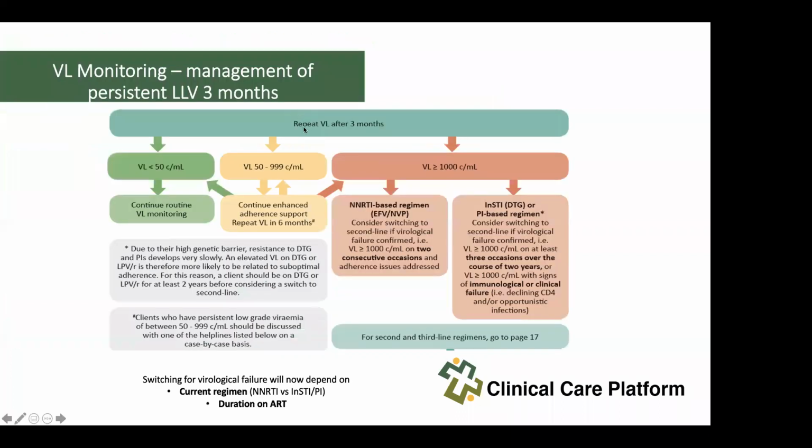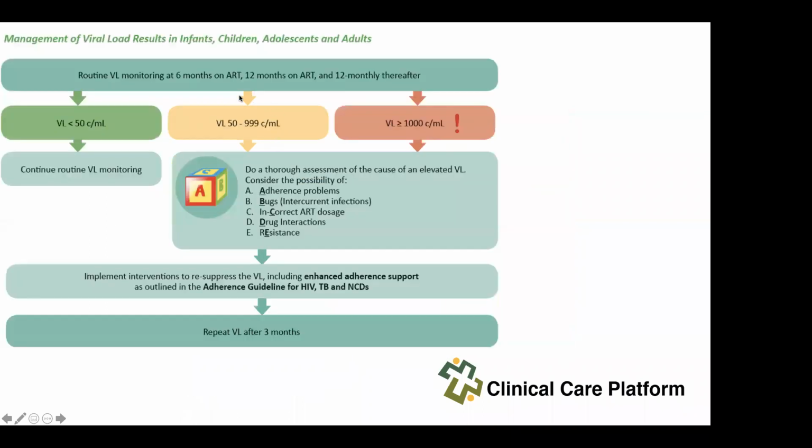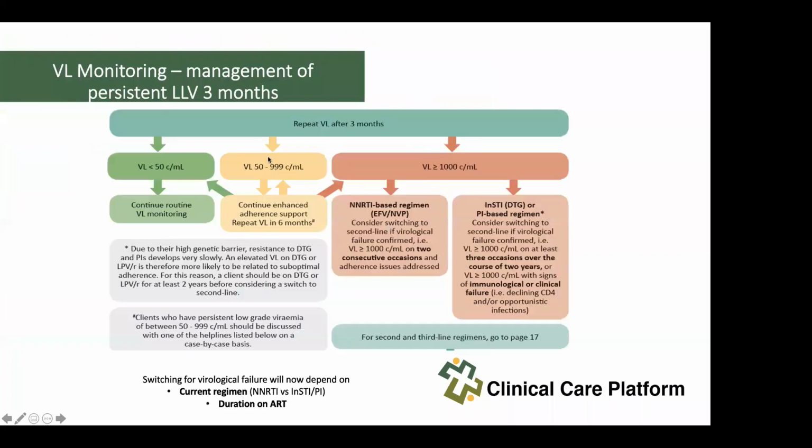Patient is back. Remember, you repeated the viral load at 3 months. Now the patient comes back, and the viral load is still between 50 and 1,000. Because if it is suppressed, we are happy. If it's more than 1,000, we need to prepare for a switch. But now you had your first viral load there, which was a LLV, low-level viremia. You repeat it after 3 months, it's still low-level viremia.